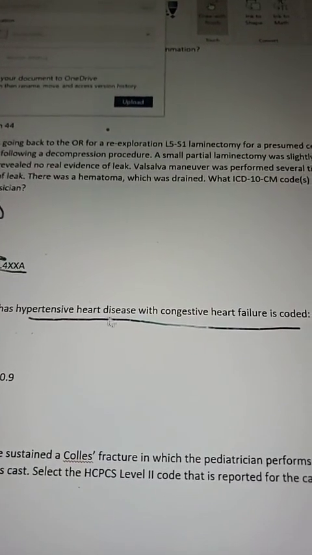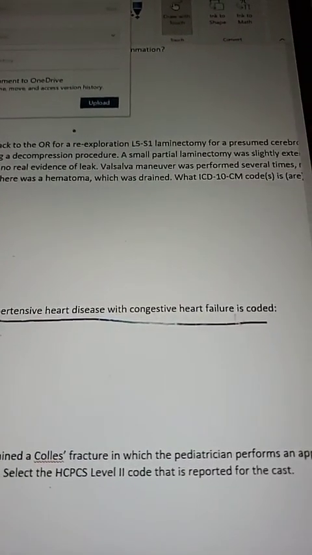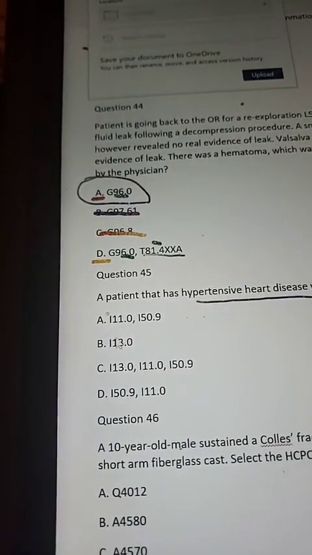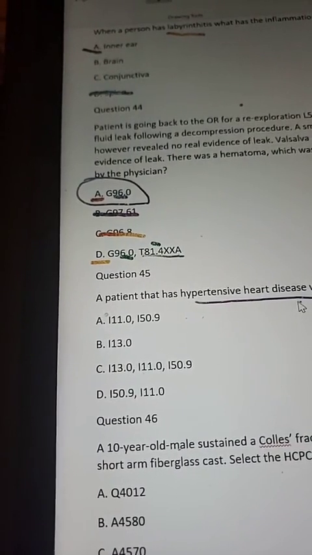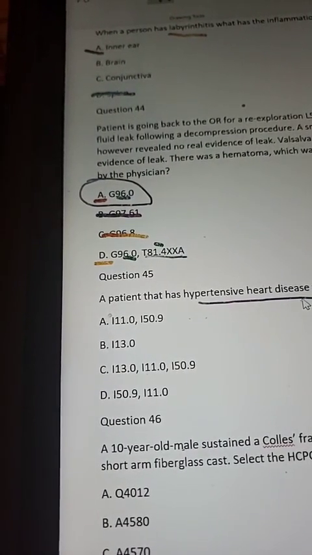So is this one code, hypertensive heart disease with congestive heart failure? Is that one code or two? Because that would help eliminate two answers before you even looked up any codes.